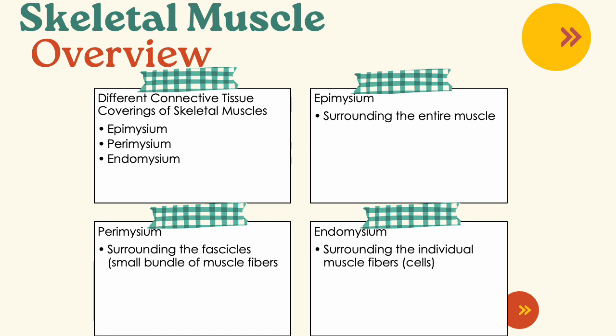You have different types of connective tissue in your skeletal muscles. You have the epimysium, perimysium, and endomysium. When we talk about the epimysium, this one is connective tissue that surrounds the entire muscle, whereas the perimysium, they're small bundles of muscle fibers, and they surround the fascicles within the muscle. And then you have the endomysium, which surrounds the individual muscle fibers. So that's a little bit different from the epimysium, which covers the whole muscle. These actually cover the individual fibers that make up the muscle.